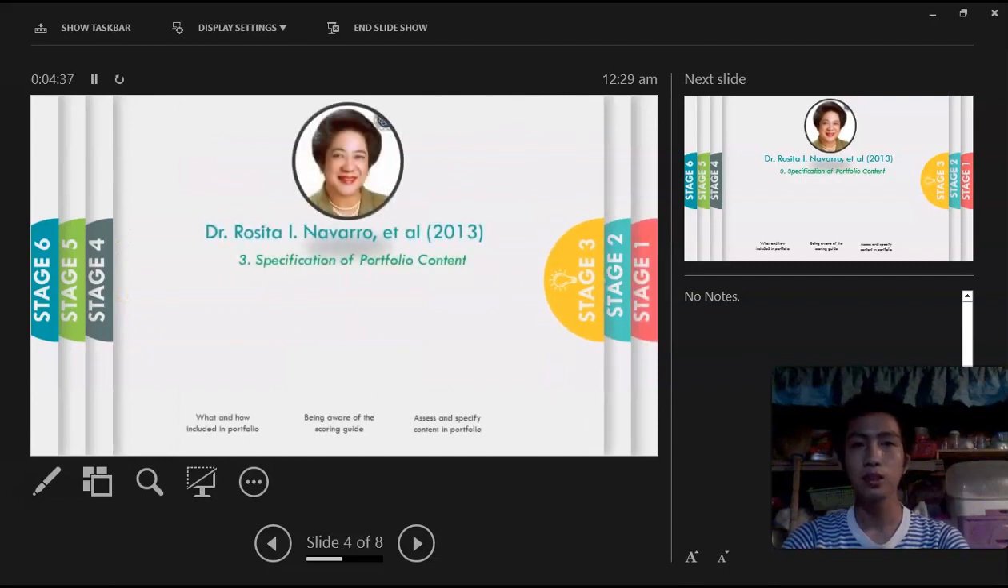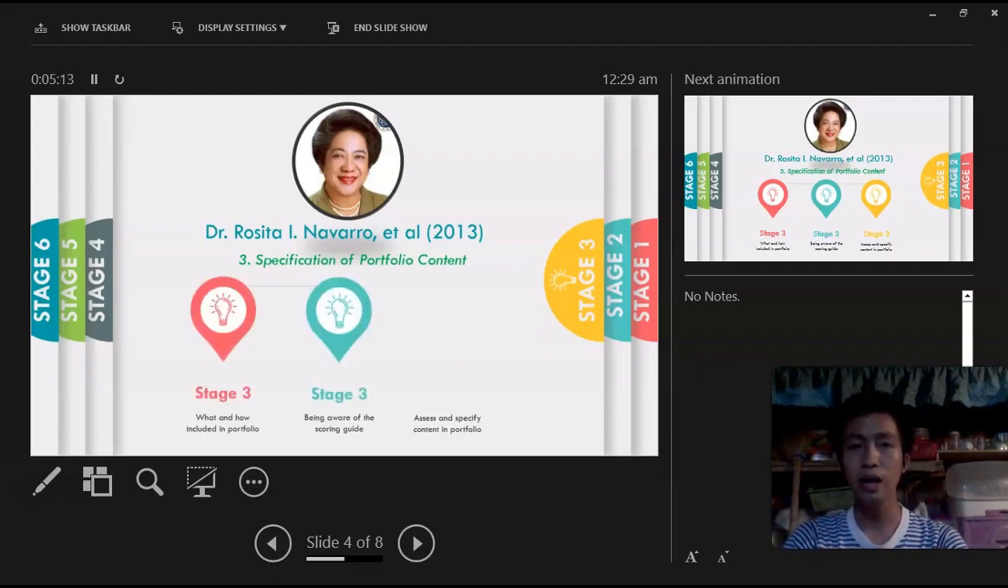So the third one, according to Dr. Rosita I. Navarro et al. 2013, she stated there that the third is the specification of portfolio content. This is where the teacher will specify the content of the portfolio for both core and optional entries and how it will be assessed. And with that, the teacher should inform the students of the scoring guide before doing the task.